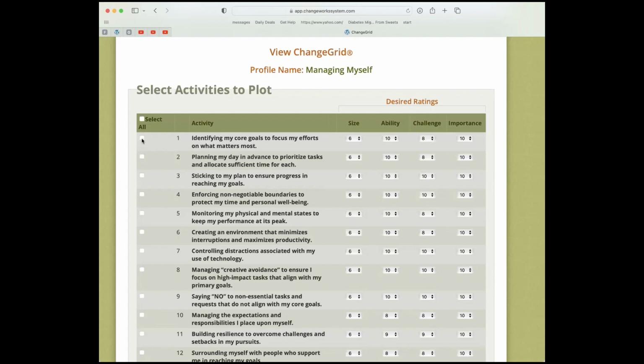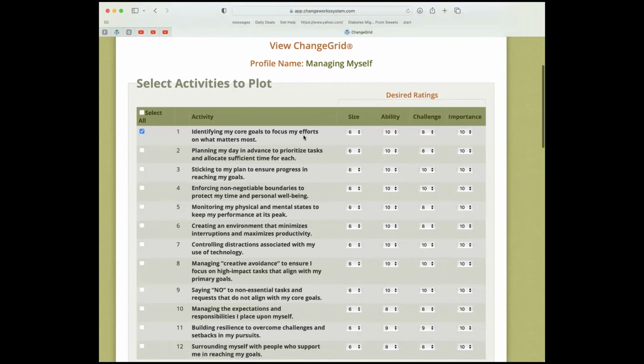So with that, let's jump in here. Let's look at activity number 1, which was identifying my core goals to focus my efforts on what matters most. Now, this back end of the statement is really just to give you a little bit of flesh to the subject. The real activity is identifying your core goals. And so when we think about where on the change grid is someone going to do the best job of identifying their core goals, hopefully by now you guys can feel the energies that are involved in that particular activity.